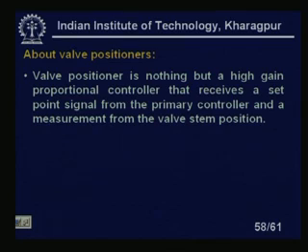Let us look at valve positioners. A valve positioner is nothing but a high gain proportional controller that receives a set point signal from the primary controller and a measurement from the valve stem position. I am getting a set point signal from the main controller and I have a stem position. If there is an error, it will make a proportional control signal, which goes to the diaphragm of the control valve. So by this I can get a precise position.